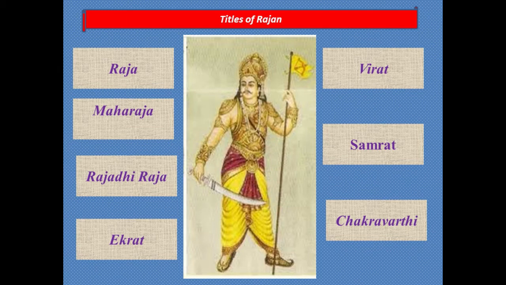Now the titles of the king or the Rajan were much more superior and supreme in the times of the later Vedic period. He was called Rajan, Maharajan, Rajadiraja, Ekrat, Virat, Samrat and Chakravarti, the king among the kings. So in this way, he enjoyed many titles. You can imagine now his power and position had been enhanced to greater heights.